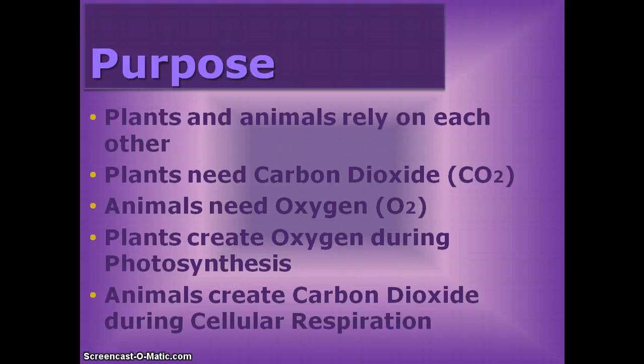Alright, so let's talk about purpose. Plants and animals rely on each other very, very much. They cannot survive without each other. Plants need carbon dioxide to perform photosynthesis, which is the process of creating energy and sugars for the plant's food. And this photosynthesis then gives off oxygen as a byproduct. Animals need oxygen to survive. We need to breathe it in order to do cellular respiration in the mitochondria, which produces our energy. And then we breathe out carbon dioxide, which is necessary for the plant.